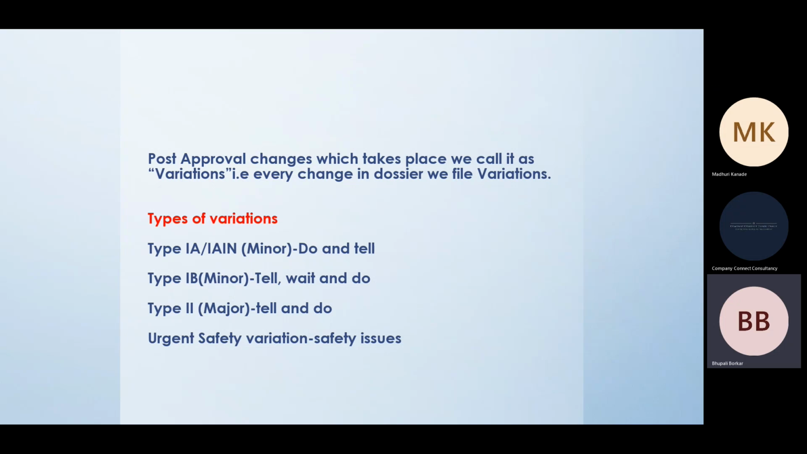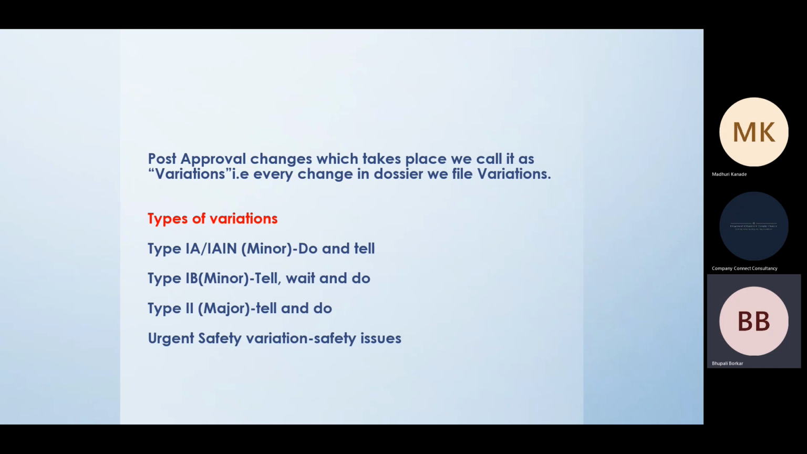But for Type IAIN, I just have 14 days to notify the authority. So within 14 days, I have to submit a variation to the authority saying that I have implemented this change. Type IAIN variations are mostly for when the marketing authorization holder changes. So I have to immediately inform the authority regarding the MAH change.